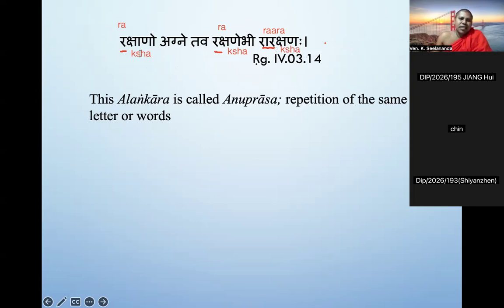Similar letters and the sound is also the same. Rakshano, raksha, nebi, raksha. The last letter of the first word is na. Na sound. Rakshano, Rakshana. This is called anuprasa, repetition of the same letters or words. Actually, letters are repeated in this verse.